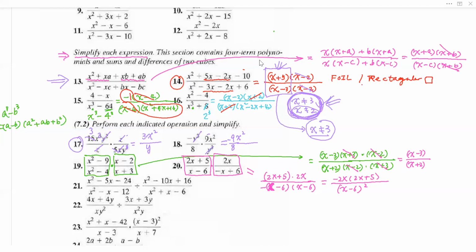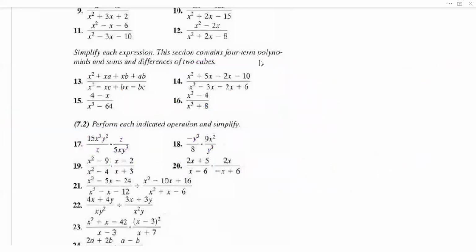Okay, all right, so I clean the screen. Let's move on to the next one, 21.